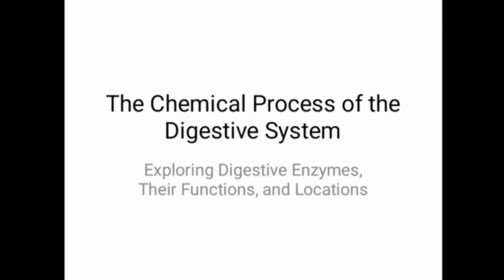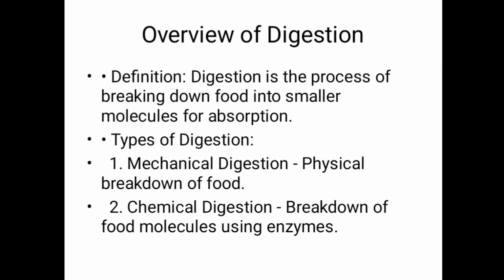Today we're talking about the chemical process of the digestive system. Now, in our previous class, we explored digestion in general, but now we're going to look at the major enzymes, the major chemicals, or rather substances that are involved in chemical digestion and their functions and also their locations. All right, so the overview of digestion begins with its definition.